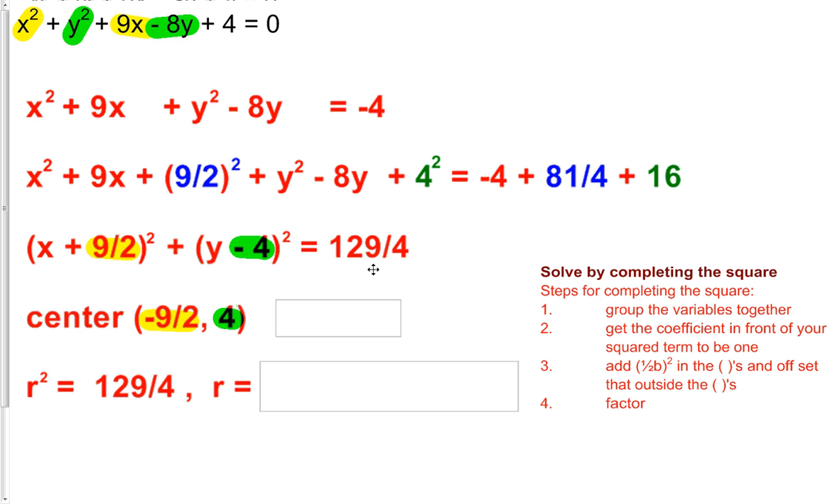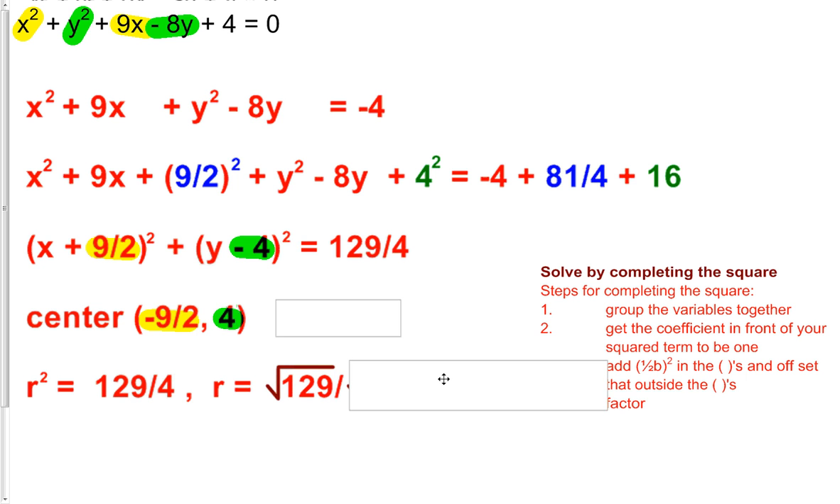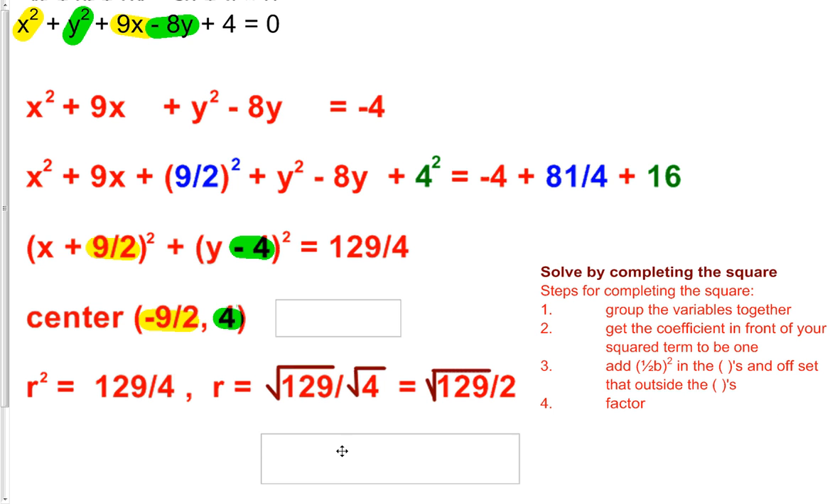Our radius is the square root of what's on the right side. So if 129 fourths is r squared, and you take the square root of that, your calculator is going to tell you that it is the square root of 129 over 2. It could give you a decimal approximation. However, in most cases in this course, you're going to want to keep it under the radical in its simplest form without a decimal approximation. So square root of 129 over the square root of 4, square root of 129 over a whole number 2. Again, we only keep the positive root because it's a length.